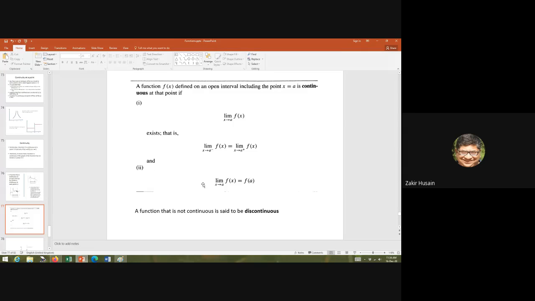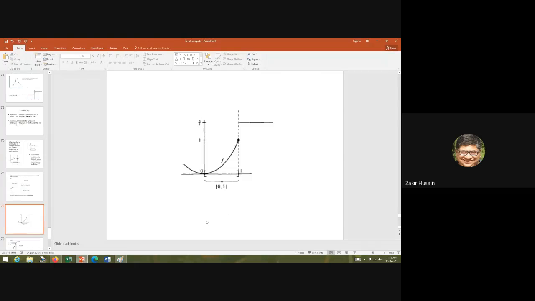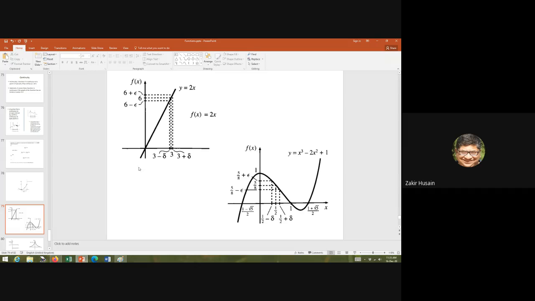Okay, so this is the technical definition: the left limit and right limit must be the same, and f(x) should tend towards the limit b. And obviously, if a function is not continuous, it is said to be discontinuous. So in this case, it is a function over here, but there's a break over here, so it is discontinuous at this point. These are continuous functions. You can see that there's no break.